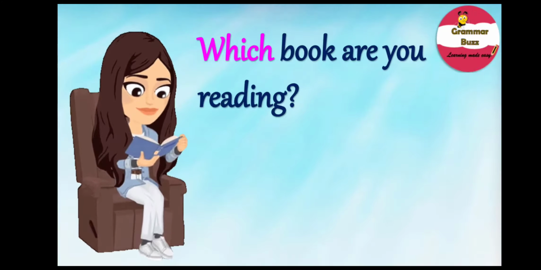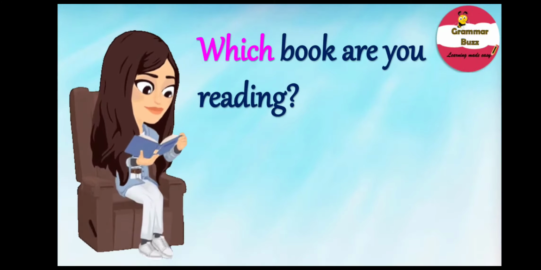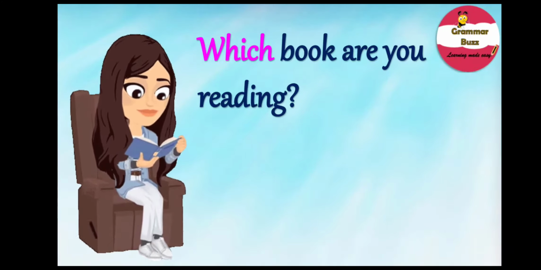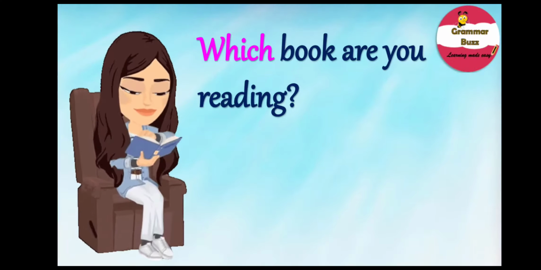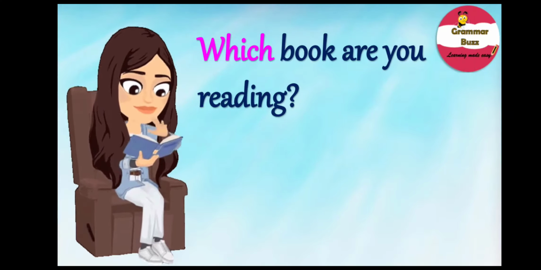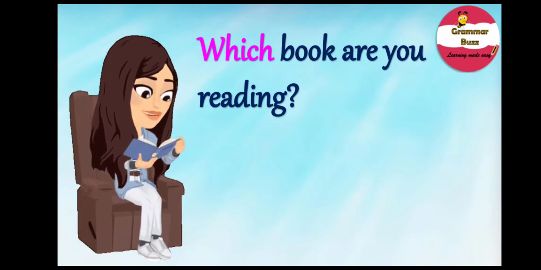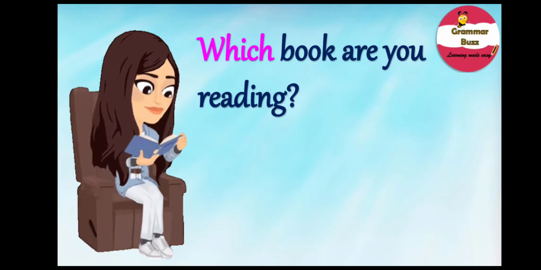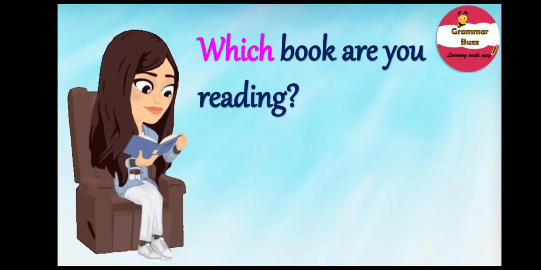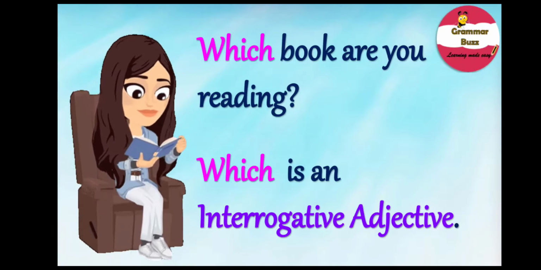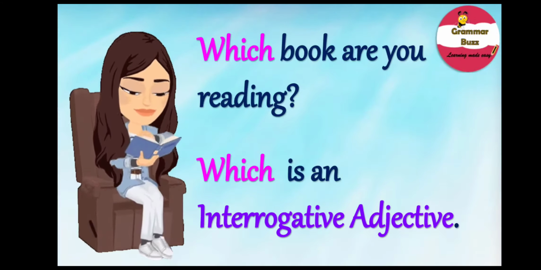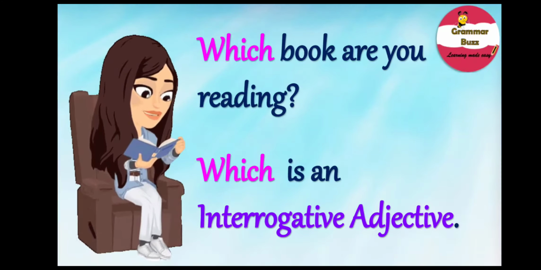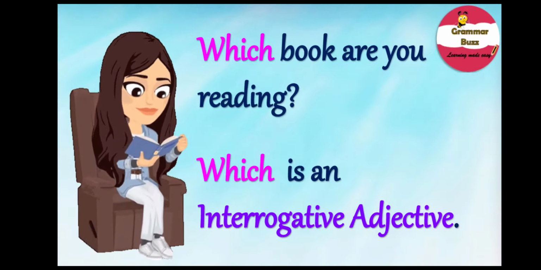Alright, let's give you an example. We have a picture of a girl reading a book, and the sentence says, which book are you reading? In this sentence, the adjective which modifies the noun book by asking a question. The word which is used before the noun book. As mentioned earlier, interrogative adjectives describe a noun by asking a question, and they are followed by nouns. So, we are certain that in this sentence, which is an interrogative adjective.